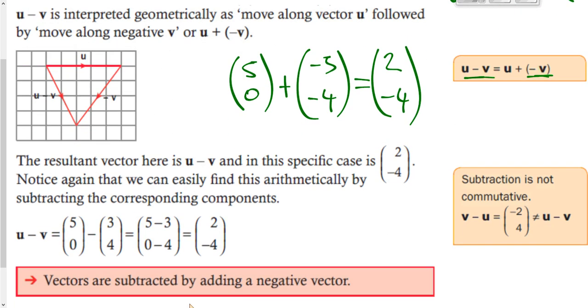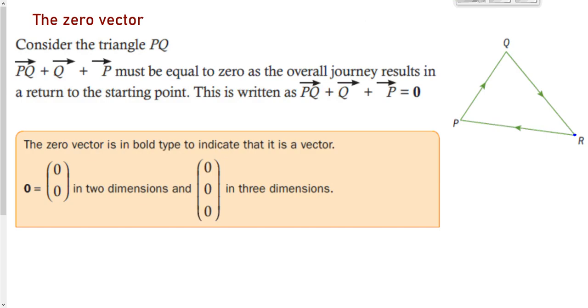Okay, vectors are subtracted by adding a negative vector. Now a zero vector is the resultant vector when we add vectors that end at the same point that they began.